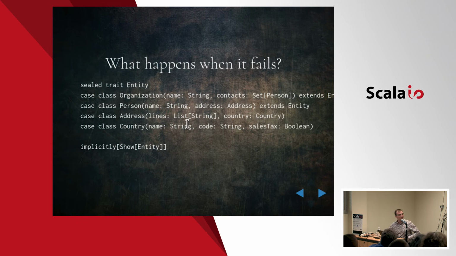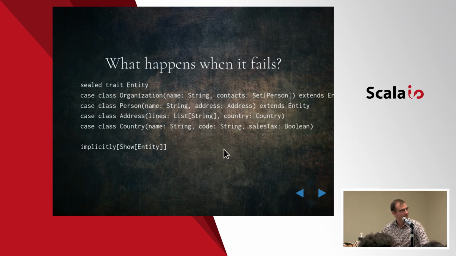I've got a not too complicated ADT structure here. We've got a sealed trait and several case classes. Let's say we try and do this and it doesn't work. Where do we start to look? Well, we'll probably try something a little bit easier than an entity, so maybe we'd try a Show of organization. Maybe that works, maybe it doesn't. But it's a lot of work. It takes several compilations to work out where the problem is occurring.